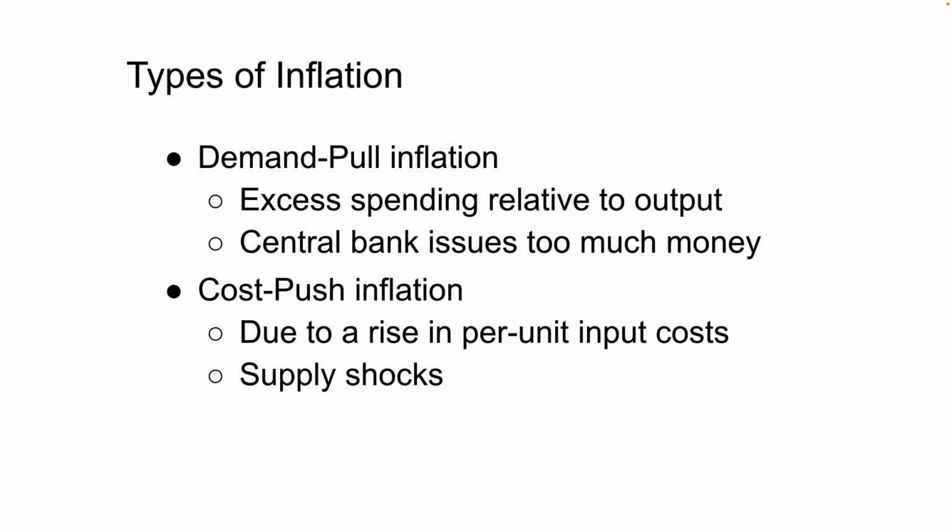The cost push inflation, this is on the supply side. And this usually occurs due to an increase in per unit input costs. And it's usually something that we don't expect. So we often refer to these as supply shocks. So something happens, like a natural disaster, perhaps a pandemic. We saw this with 9/11. It could be a terrorist attack, something that upsets the apple cart, per se.